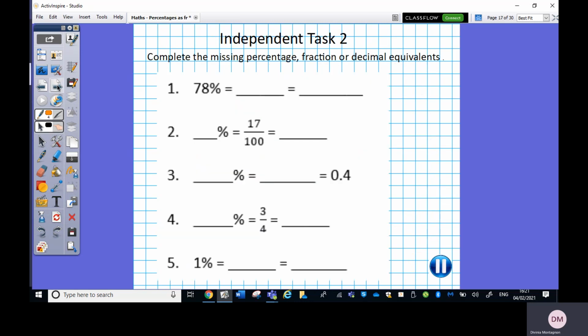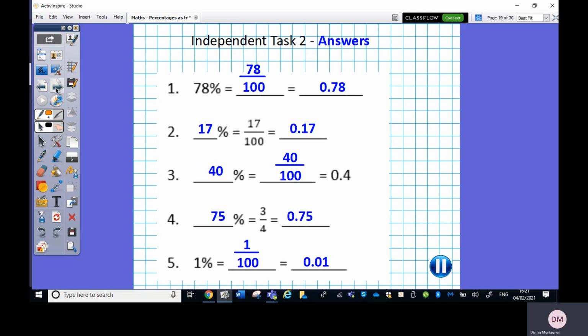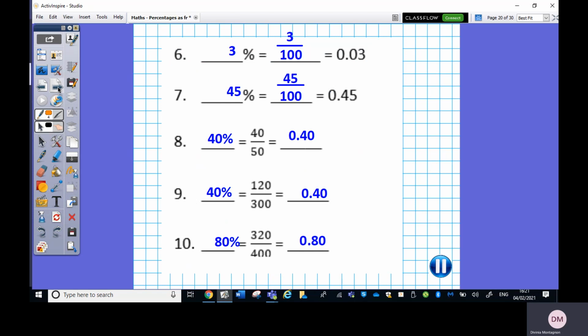0.4. Great. So what I would like you to do is to complete this independent task. Unpause to go to the next set of questions. And here are some more. And unpause to go on to the answers. Here we go. So don't forget to tick or cross your work. Unpause to continue. These are the next set of answers. Unpause to continue to the next set of work.